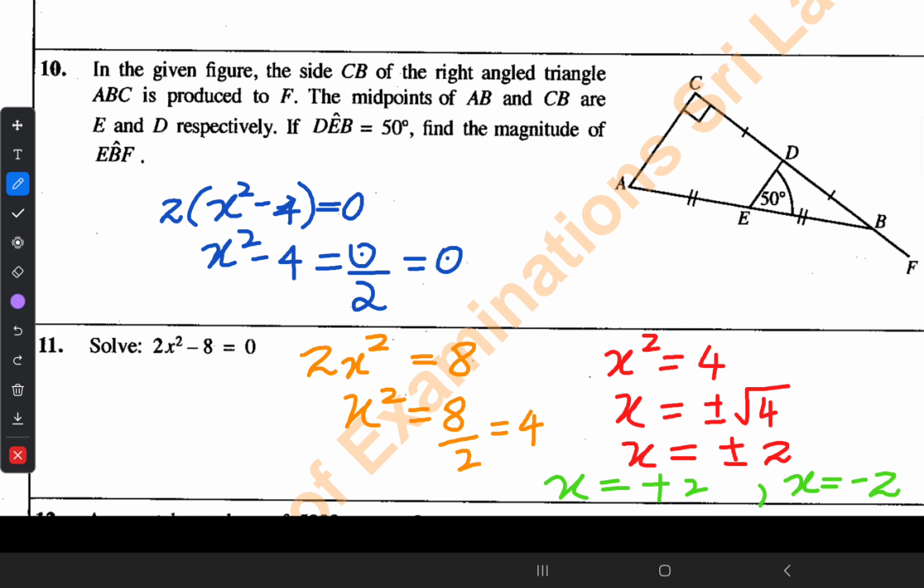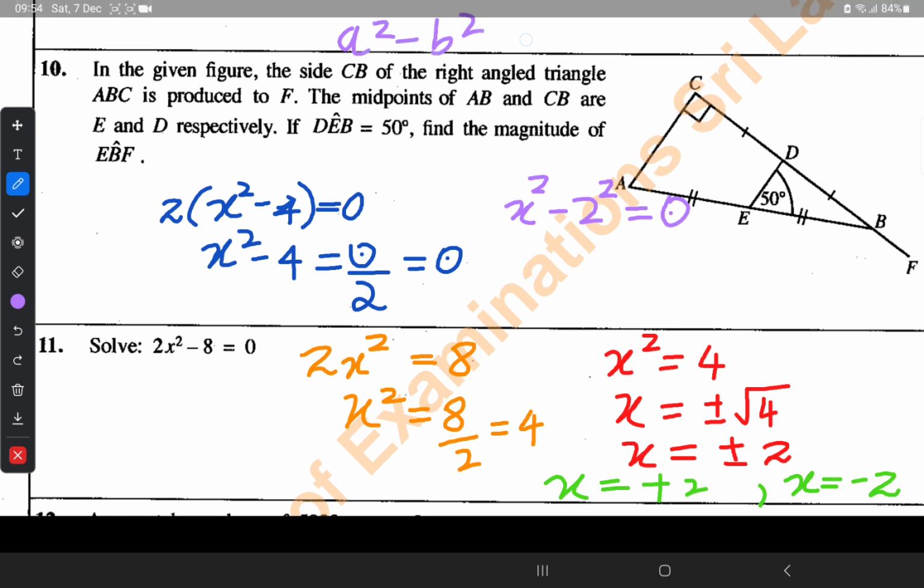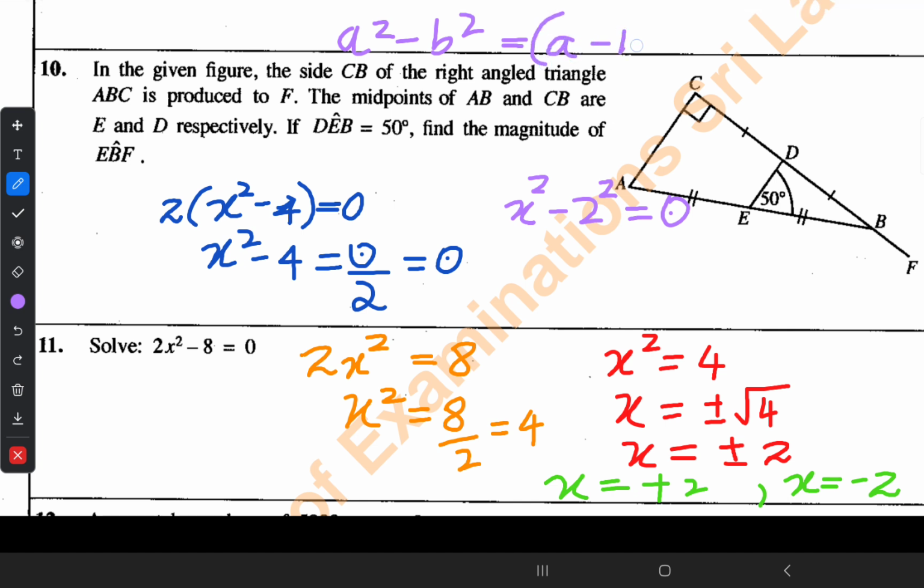Then we have to factorize x² − 4. 4 is a square number, no? So x² − 2² equals 0. What is the common form? We already studied a² − b². If there are squares with a negative sign in between, we can write it as (a − b)(a + b). That is the form we have to use here. So it would be (x − 2)(x + 2) equals 0 by factorization.